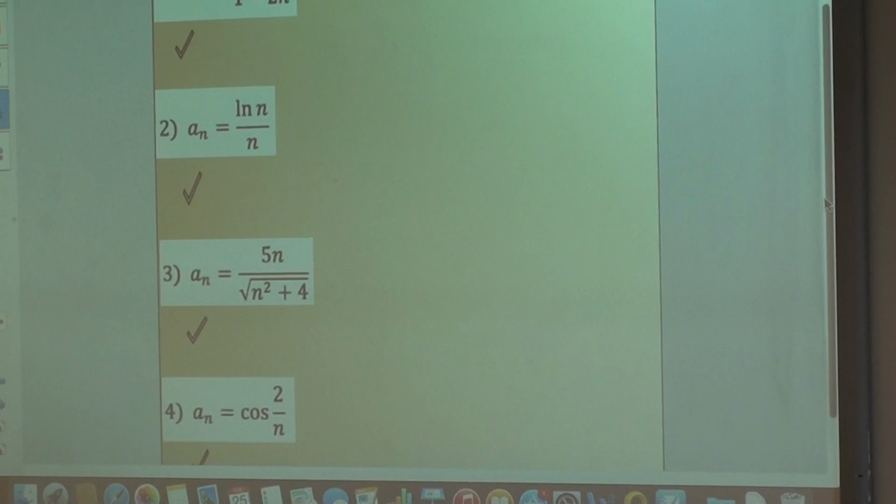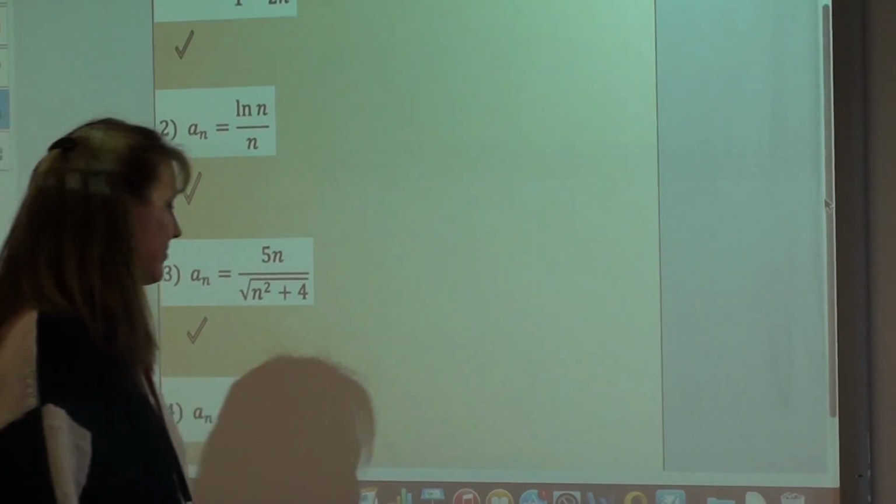Make sure with this one that it's negative, because it's 1 over negative 2. Can you have 0 times 0? That's okay, leave it, because 0 is still a number. So if you have L'Hopital, does that make it divergent? Nope. So they're all convergent.